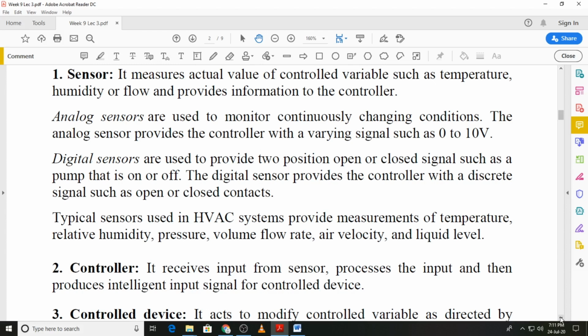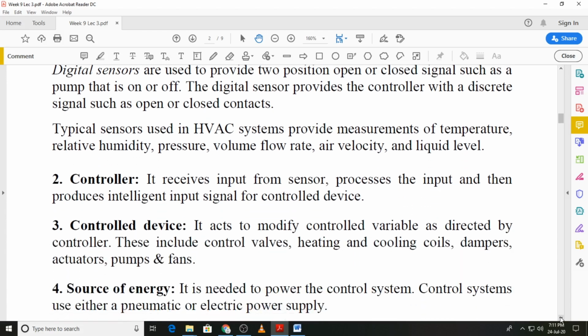The control device will definitely, as the name implies, control the variable. So the control device may be a control valve, it could be a damper, it could be the coils for heating and cooling. That means we are controlling the flow rate. It can also control the speed of fans or pumps. So you can have these typical devices or components which are controlled in an HVAC system.